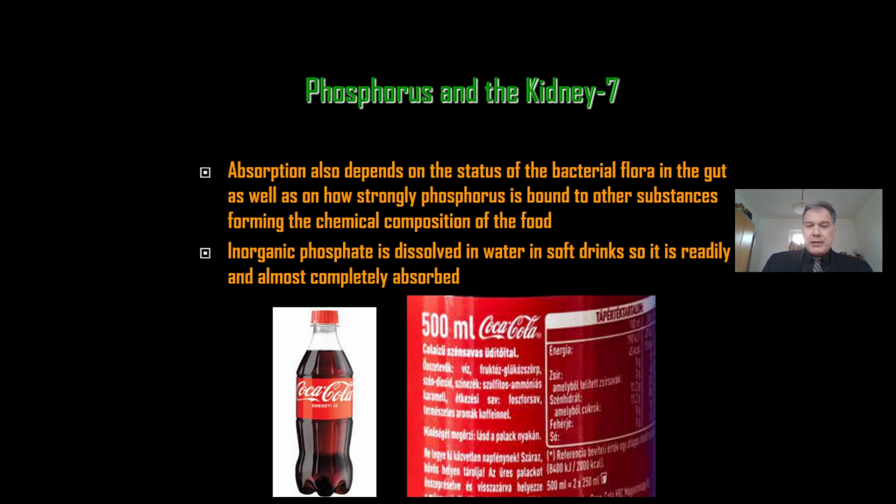However, absorption does not only depend on vitamin D. There are a whole bunch of other factors that influence this process. For instance, bacterial flora. When your gut is healthy, it maintains a stable bacterial flora. And you need that healthy flora for the absorption of phosphorus to be what it should be. And also, phosphorus absorption is very dependent on what kind of food you eat, because phosphorus is bound to some degree within the structure of the food. And the more strongly it is bound, the less easily it is absorbed through the gut.